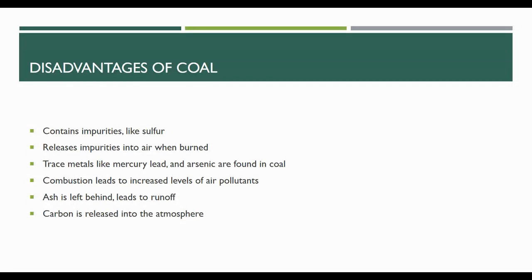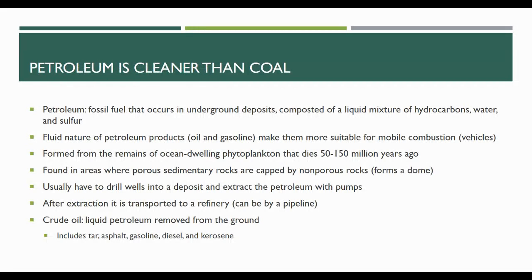It also contains trace metals like mercury, lead, and arsenic. The combustion of coal does lead to increased level of air pollutants, and that ash that's left behind can lead to runoff and pollute waterways. And more carbon is going to be released into the atmosphere when we are using coal, and that is a problem. Moving on to petroleum, which is cleaner than coal.